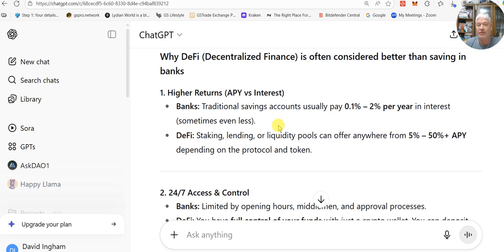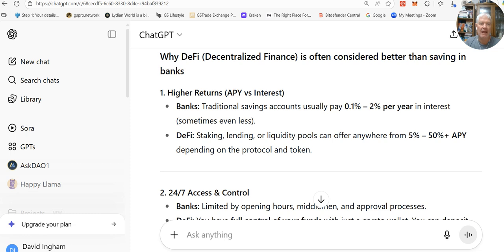versus interest. So banks traditionally you get, I don't know, 1% to 2% per annum in interest, but DeFi staking, lending, or liquidity pools can offer you between 5% and 50%, right? So where are you going to put your money? Come on, right? In DeFi, and I can help you do that. Okay, it's super, super, super simple.